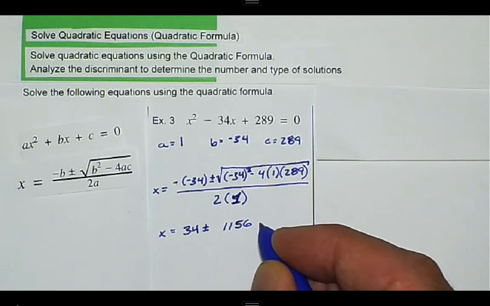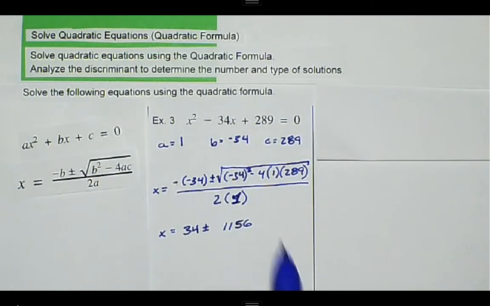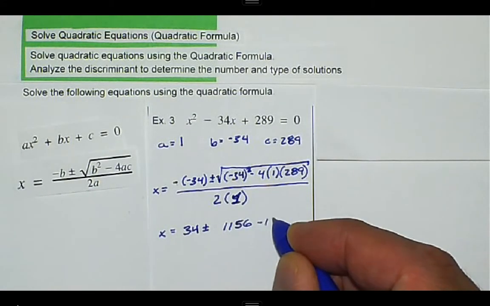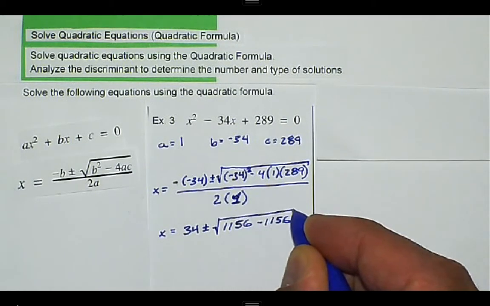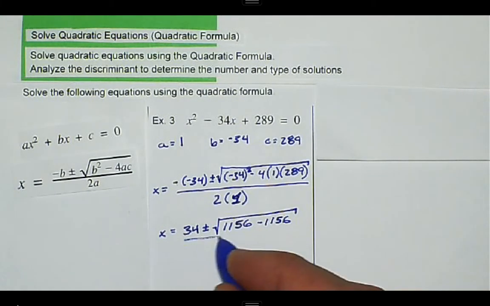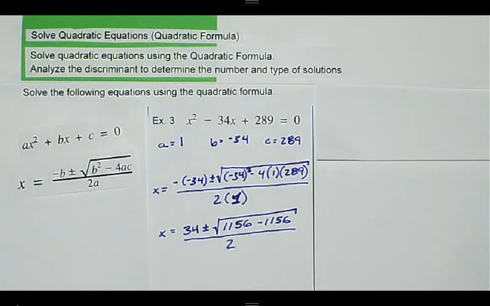1,156. And then we also have the negative 4 times 289. And that just happens to be negative 1,156. That's still under the square root. And then we have the 2 times 1, which in this case is 2.